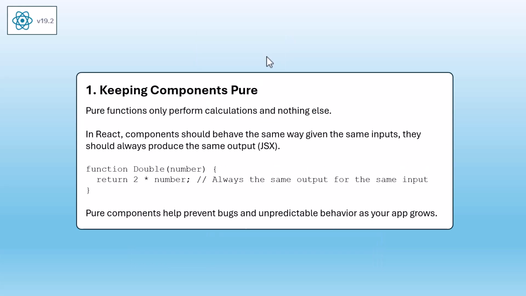1. Introduction. In JavaScript, some functions are known as pure functions. Pure functions simply perform a calculation and nothing more. When we apply this idea to React components, we gain a powerful advantage: predictability. By strictly keeping our components pure, we prevent an entire category of confusing bugs and unpredictable behavior as our applications grow. To fully enjoy these benefits, though, there are some essential rules we must follow.